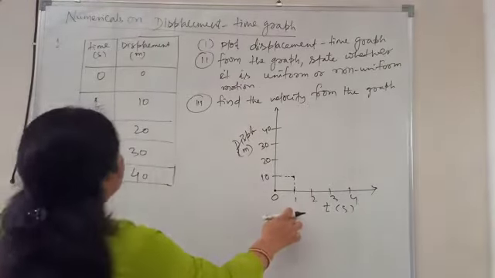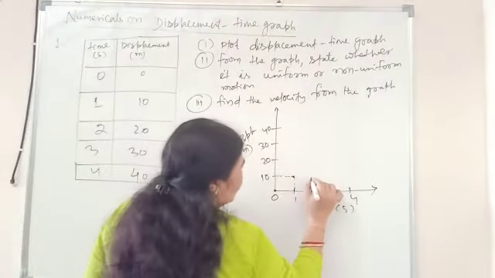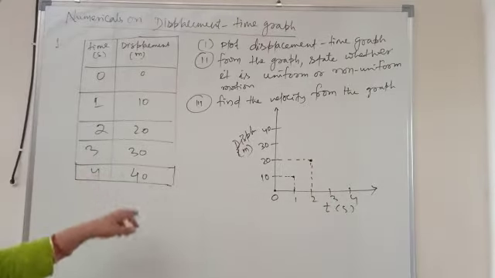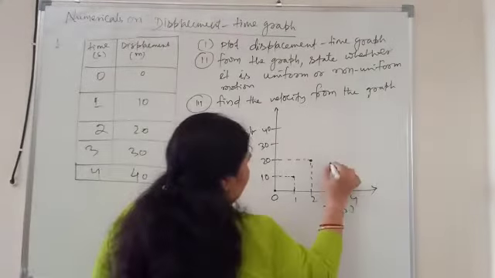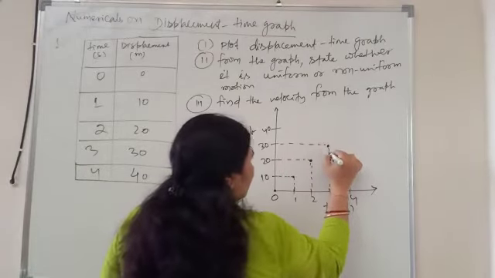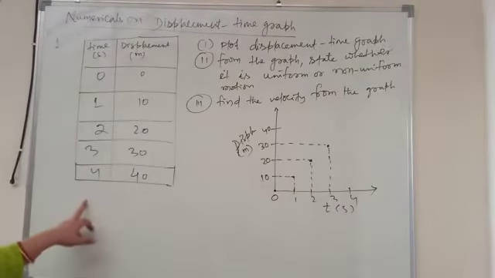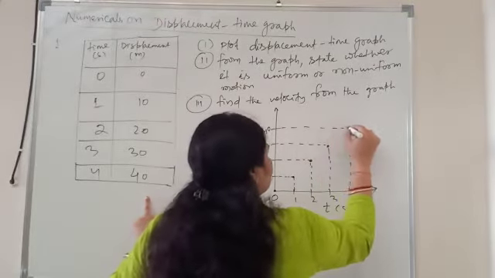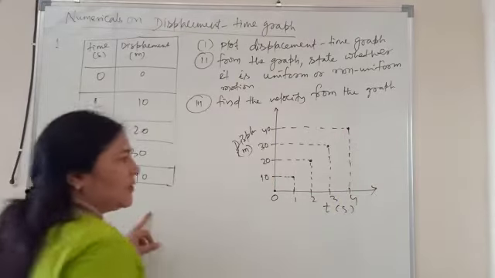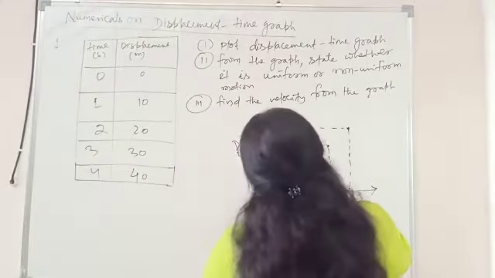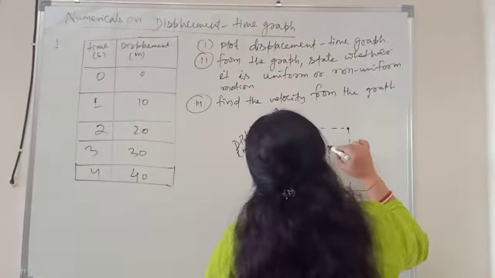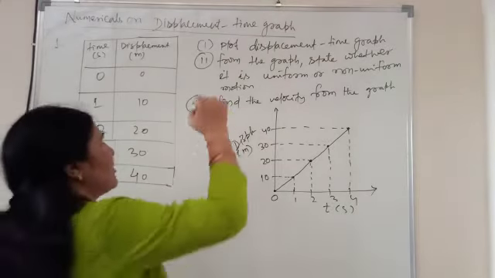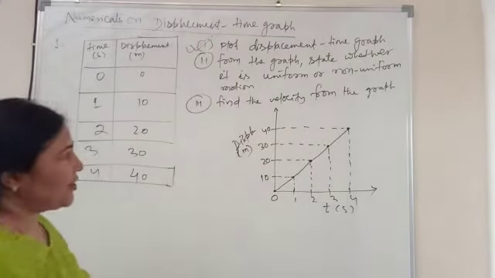When time is 2 seconds, you can see displacement is 20 meter. When the time is 3, displacement is 30 meter. When time is 4 seconds, the displacement is 40 meter. So we have plotted the points. Let's join them. See the line we got. So the first part of this question is over. We have plotted the graph.